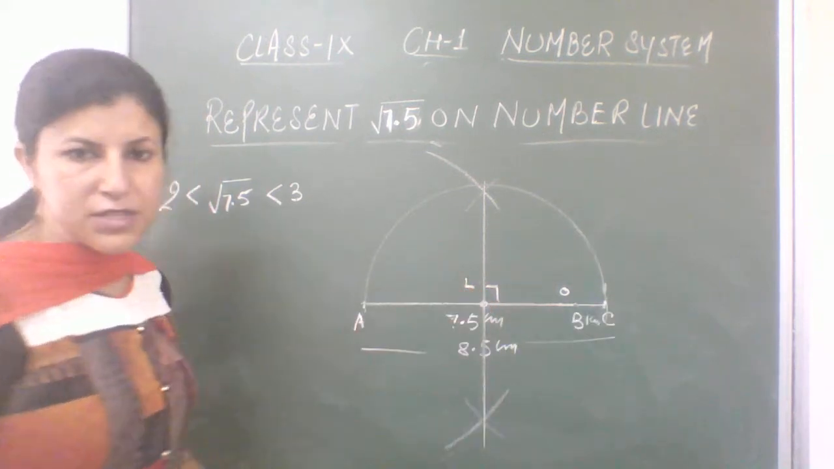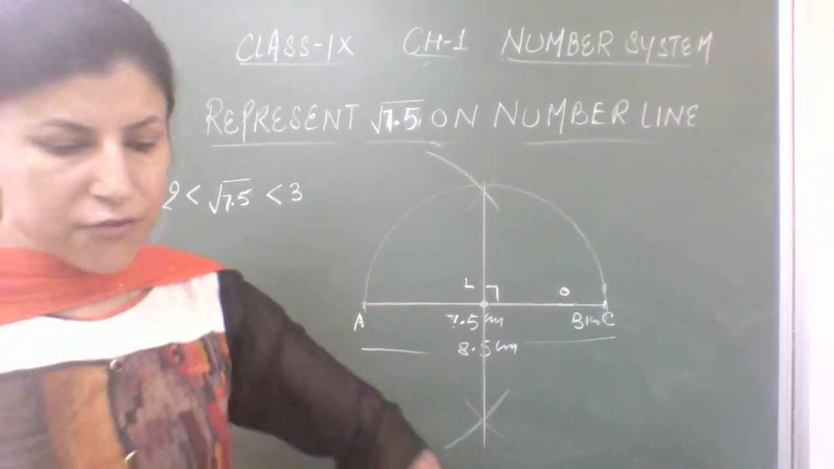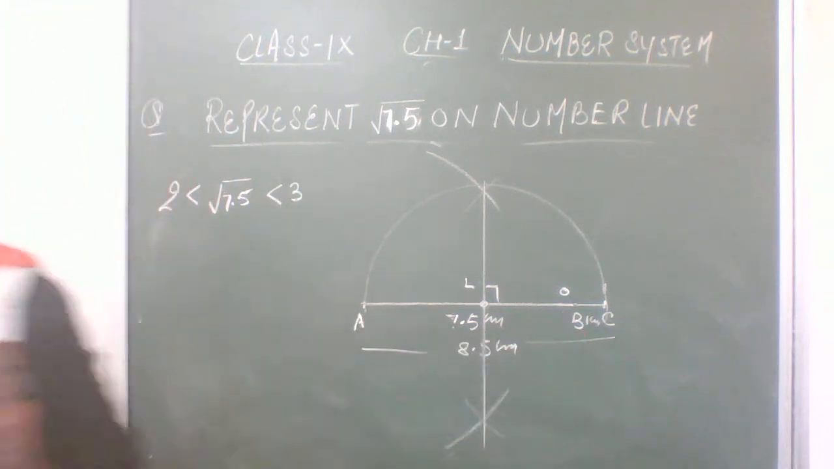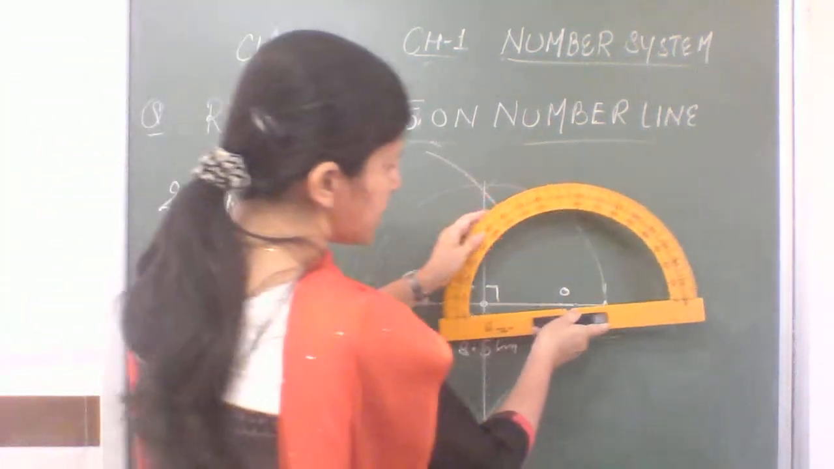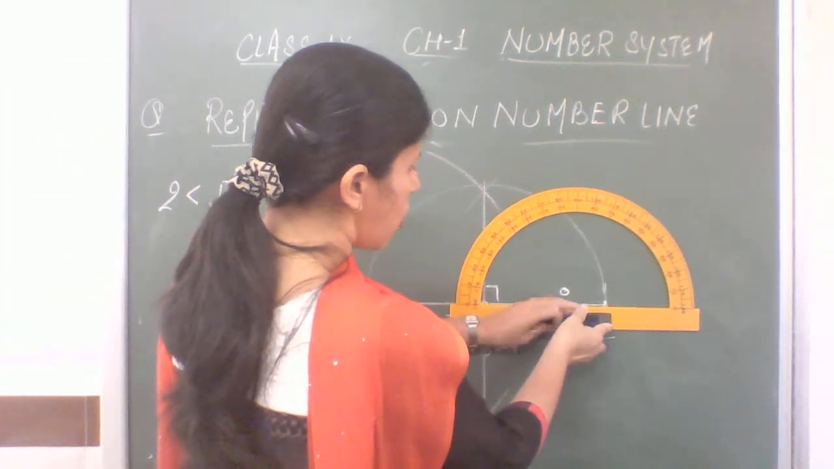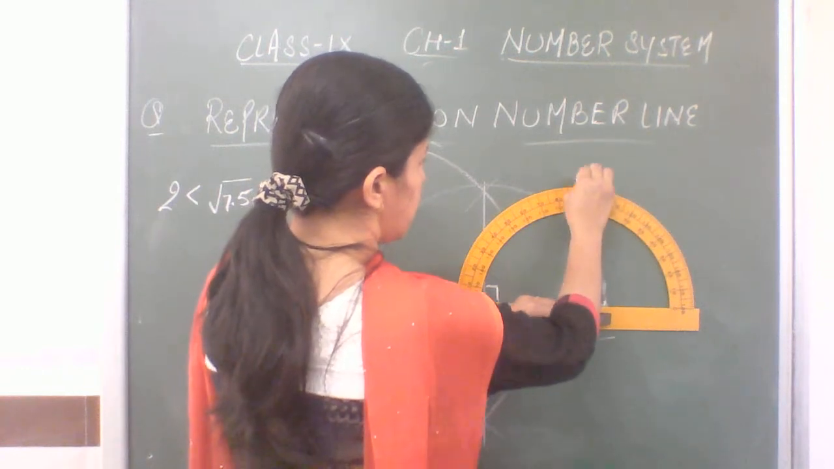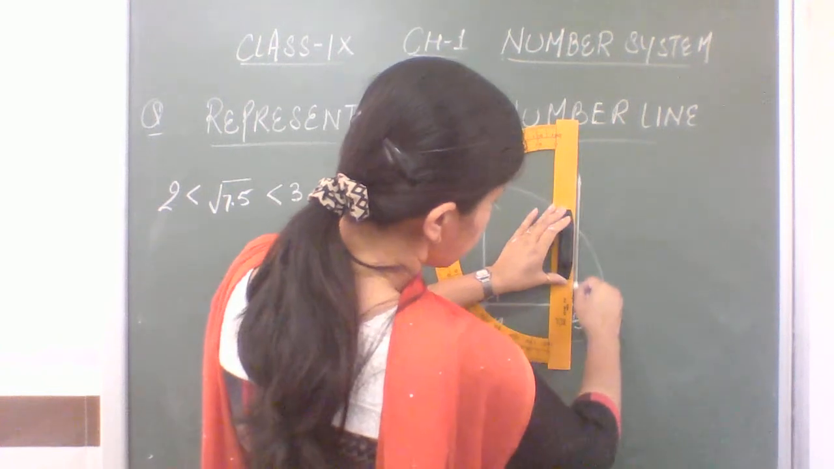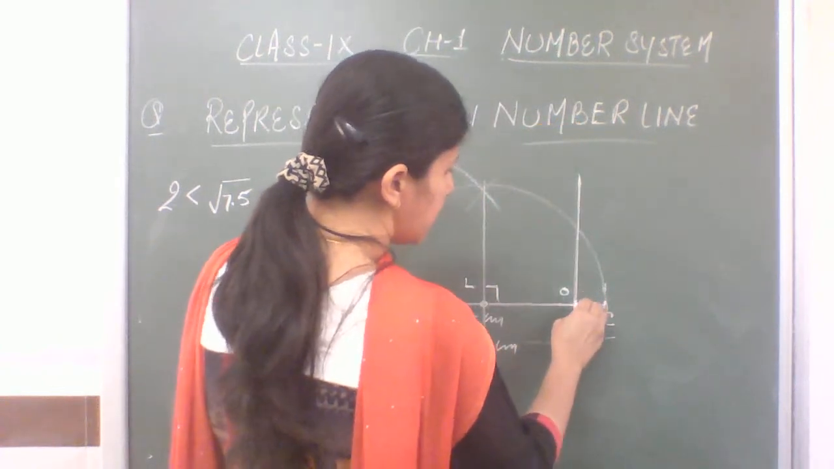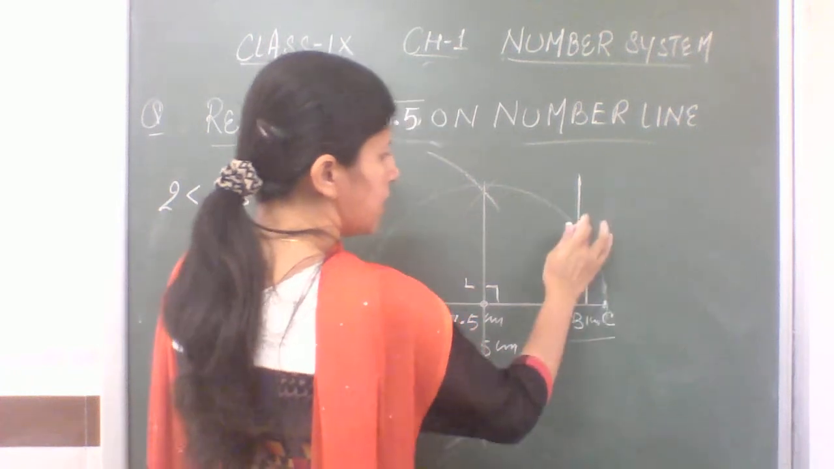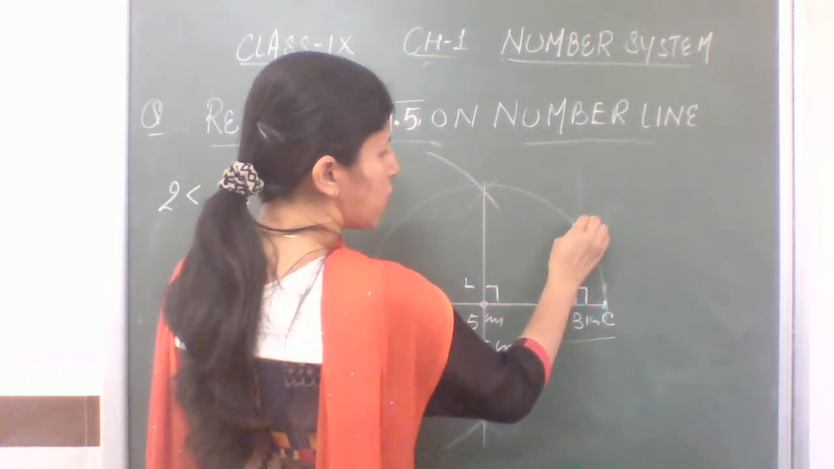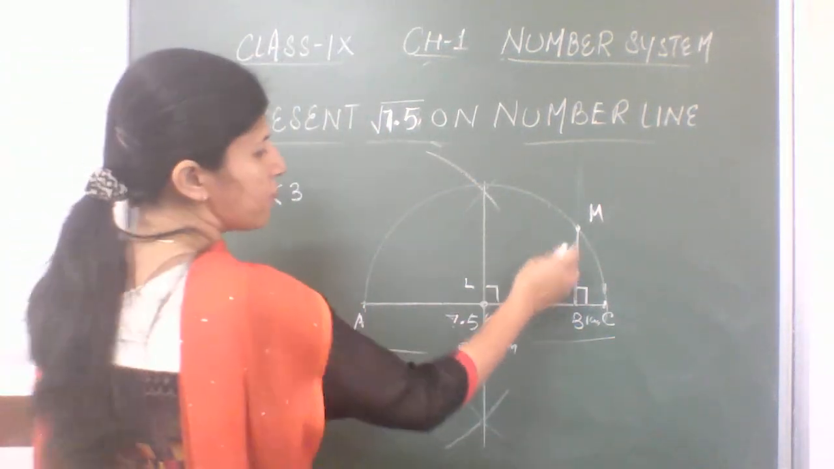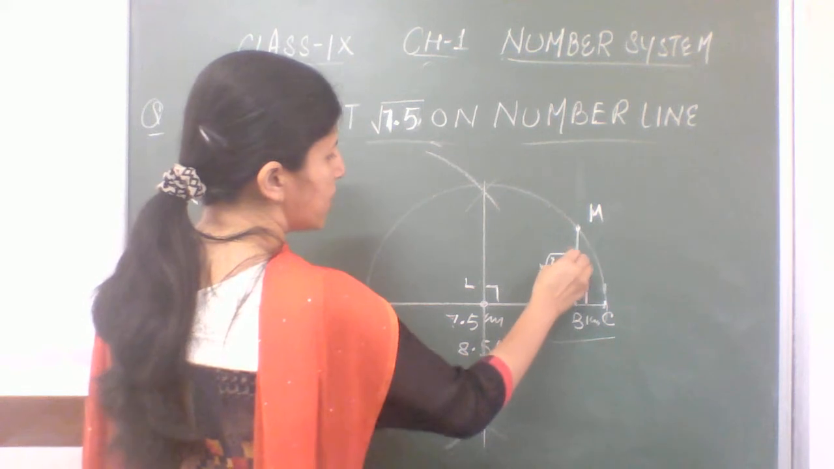Right? This is our semicircle. What next we have to do? We have to construct 90-degree angle from point B. Take your protractor, place it at B and draw 90-degree angle. This is 90-degree angle at point B. You can rub this extra line and this point you can take as M. Right? This BM will be of length root 7.5.